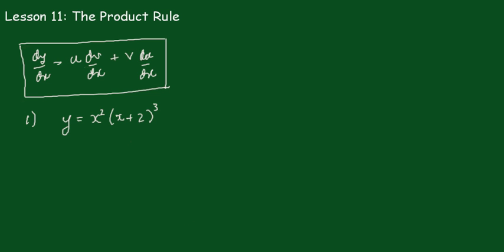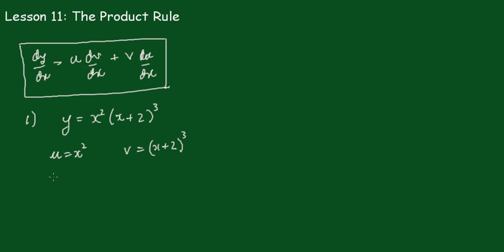And that is the very important product rule for differentiation. All right, now we'll do a couple of examples here. First one is y equals x squared times x plus 2 all cubed. Now, multiplication sign is in here, so I'll let u equal x squared and v equals x plus 2 all cubed. Now, I could have done it the other way around, it wouldn't matter.